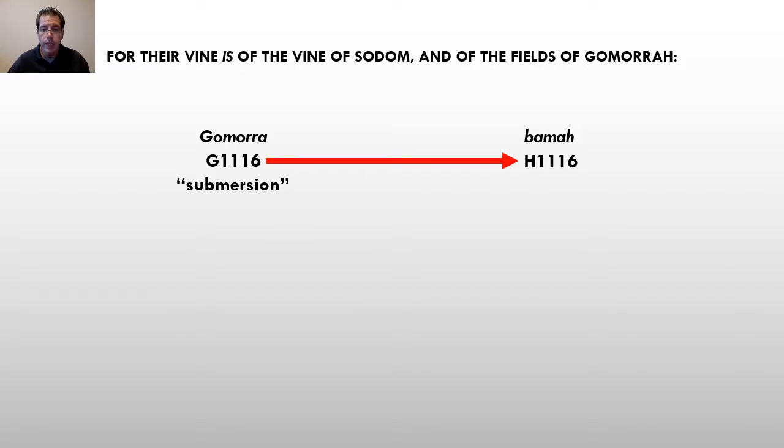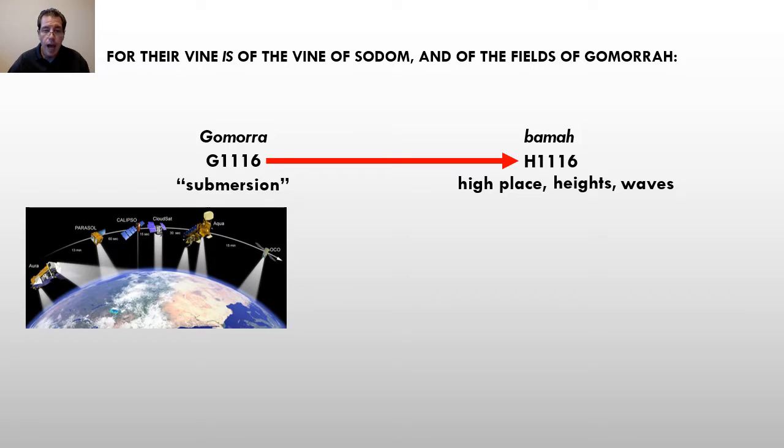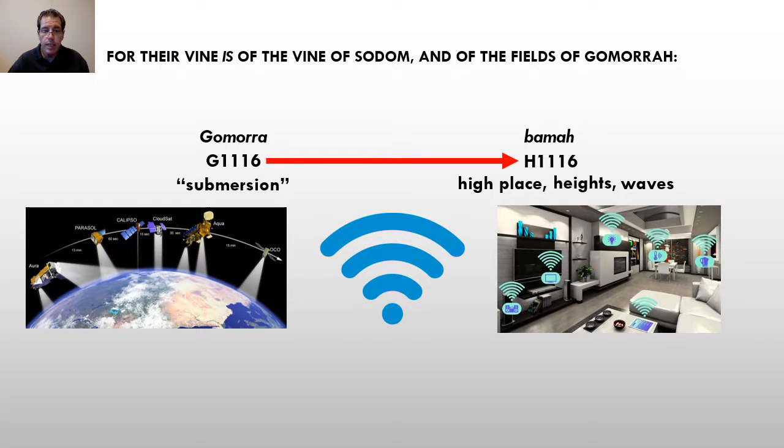It is translated high place, heights, and even one time waves. That's right, it is translated waves. The fields of Gomorrah are the microwaves, the radio waves manipulated to encode our images and sounds and data. Those are the fields of Gomorrah. And you can see the writing on the wall. It is numbered. High place, heights, the satellite system, and waves. These are the fields of Gomorrah.